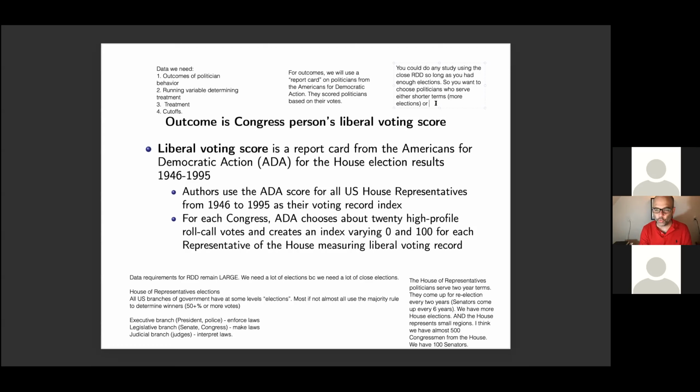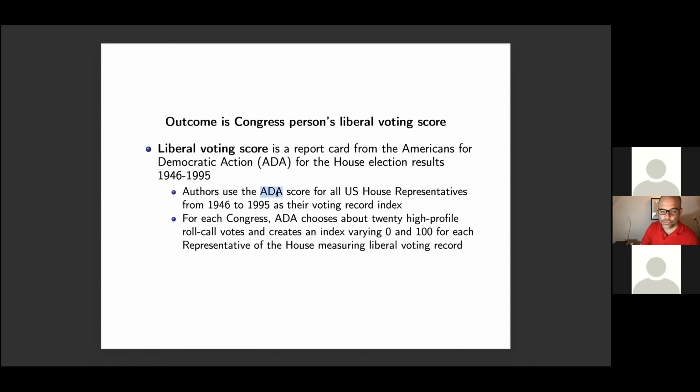So you're either going to have shorter terms or a lot of politicians, more elections. That's what you want to think about. Pick the environment where you have enough data. That's what you're wanting to do. And for this, that's the House in the US.